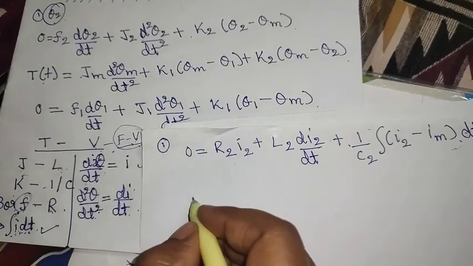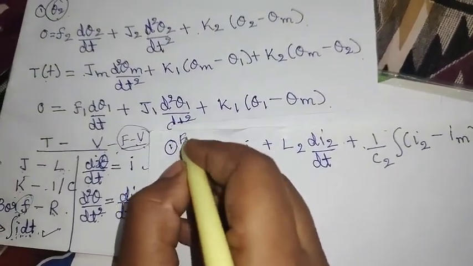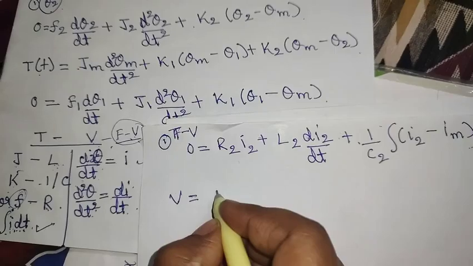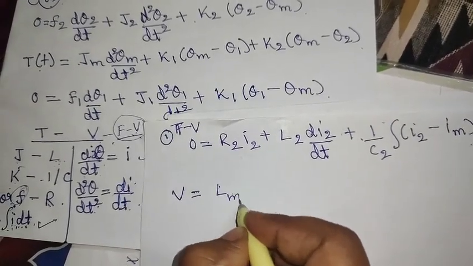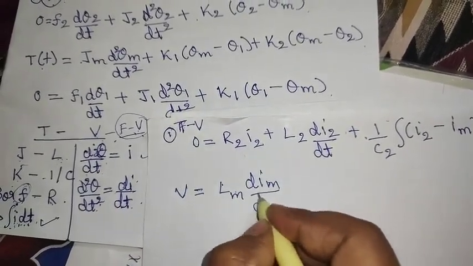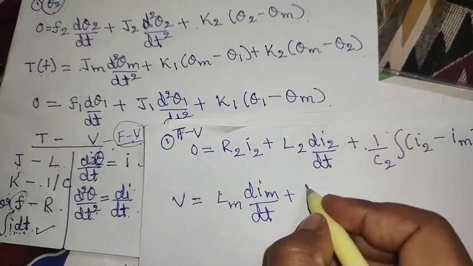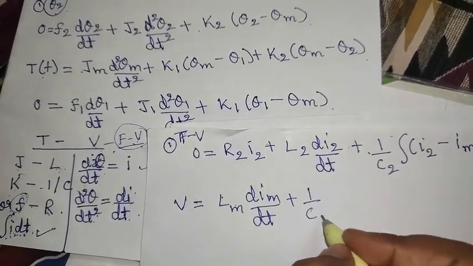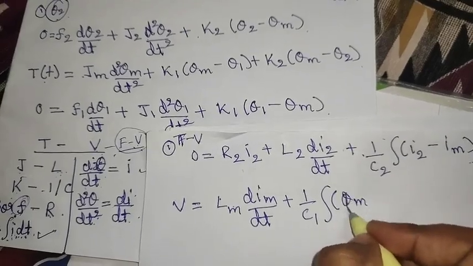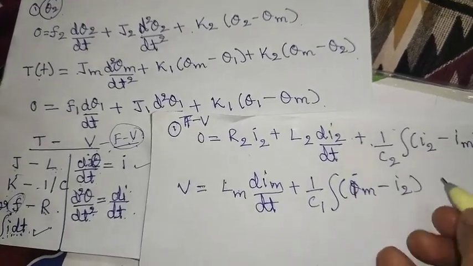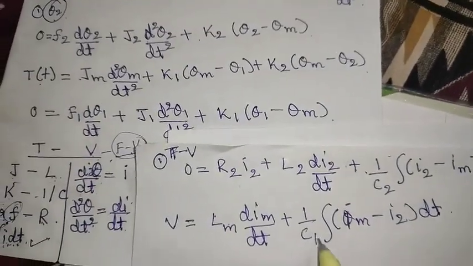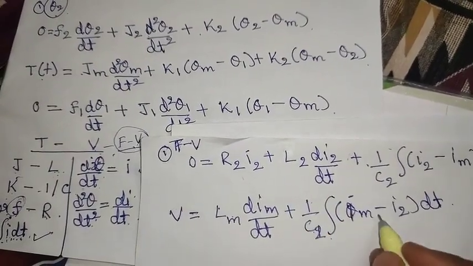When you write the second equation, we are writing with respect to torque-voltage. Torque is replaced by voltage, so V is equal to, J is replaced by inductance, that is Lm. Since d square theta becomes d Im divided by dt, plus again K1 is replaced by capacitance, that is 1 divided by C1 integration of theta m, that is Im minus I2, into dt. This is C2, C1 divided by C2, Im minus I2.